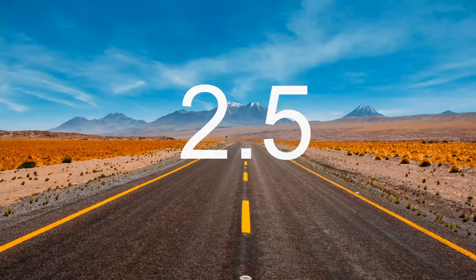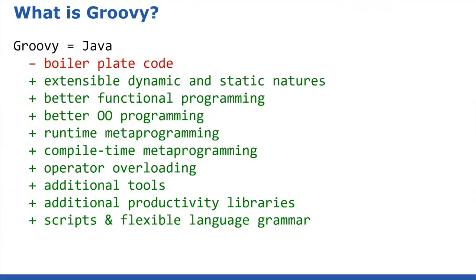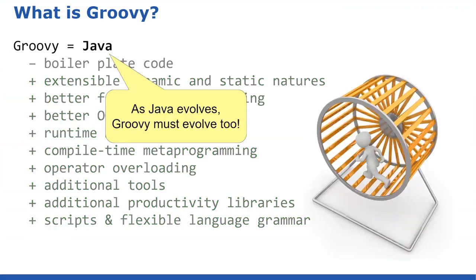So first off, a brief summary of 2.5. Just a reminder of what Groovy is. It's basically Java, but only better. We got rid of some stuff that makes you less productive, some of the boilerplate code, and we've added a whole bunch of bells and whistles, some runtime and compile time metaprogramming, and a bunch of useful libraries, and so forth. That's how we describe Groovy in our elevator pitch.